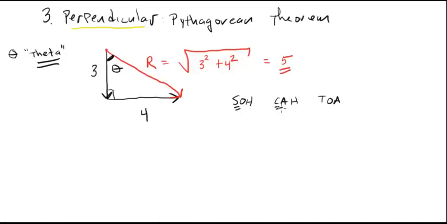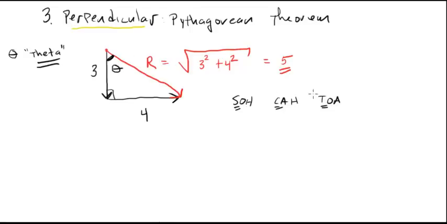The C stands for cosine. Cosine is equal to the adjacent, adjacent means next to, adjacent over the hypotenuse. And the T in TOA stands for tangent. And tangent is opposite, 4, over adjacent, 3. You can use any of these to find theta. They're called trigonometric functions. You can use any of these trig functions to find theta.